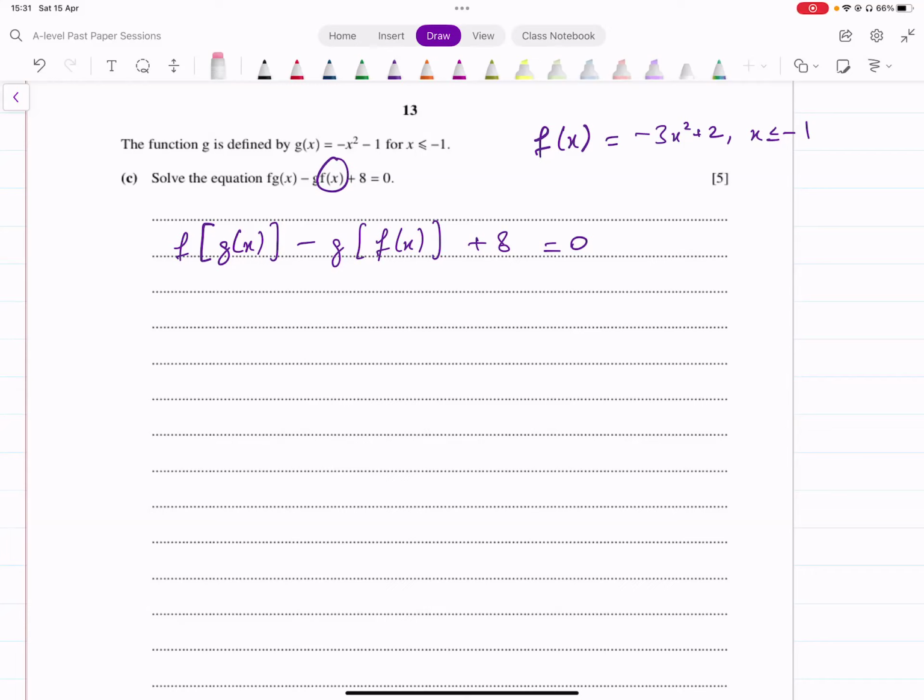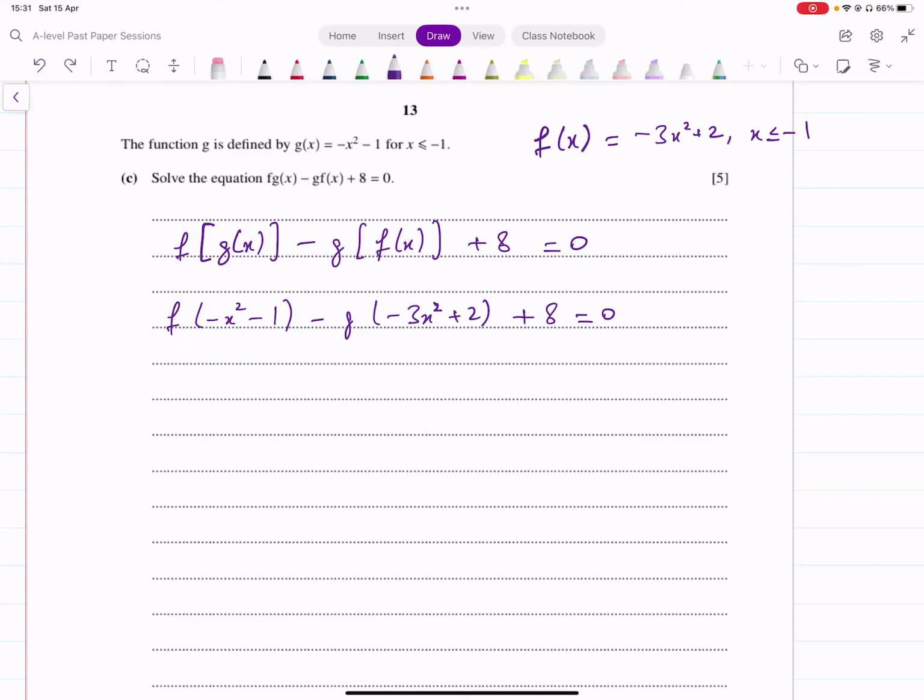So we have f of g of x minus g of f of x plus 8 equals 0. अब हम क्या करें, f के अंदर आपने g डालना है, g वाला फंक्शन यहाँ पे इनपुट कर दें. So you have f of minus x square minus 1 minus g of f of x, which is minus 3x square plus 2, plus 8 equals 0. Remember ये multiply नहीं हो रहे हैं यहाँ पे, f इसके साथ multiply नहीं हो रहा और g इसके साथ multiply नहीं हो रहा.